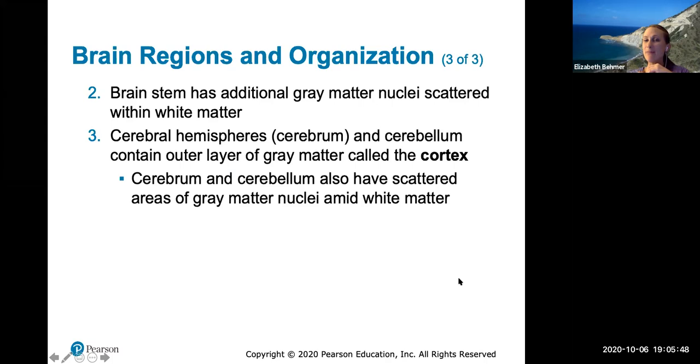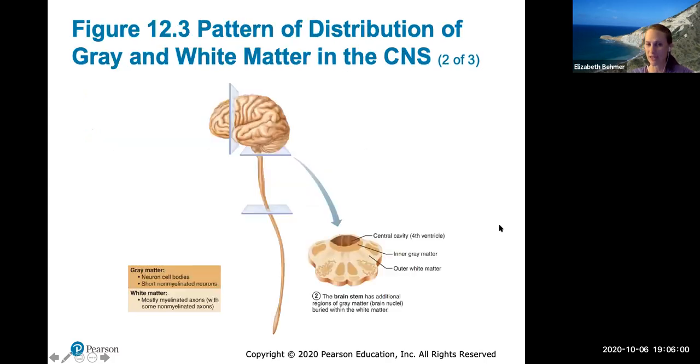The brain stem has additional gray matter nuclei that are scattered throughout it, and the cerebral hemispheres, also known as the cerebrum, and the cerebellum contain an outer layer of gray matter called the cortex. So if we take a look at a cross-section of the cerebrum, you can see the central cavity shown in this picture is the 4th ventricle. You can see here the inner gray matter and the outer white matter, and just how the gray and white matter is distributed throughout the brain.